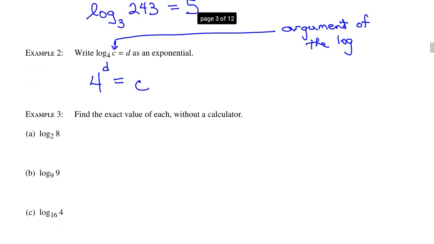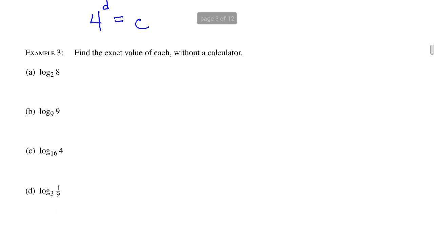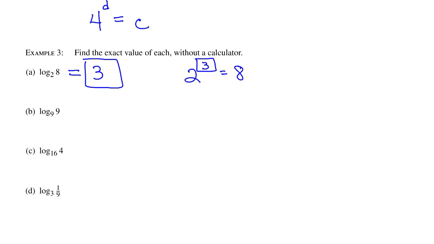All right, example 3. Find the exact value of each without a calculator. So the first one, log base 2 of 8. So this is asking for the exponent: 2 raised to what power is equal to 8. And you may know this one, and the answer is 3. So log base 2 of 8 is equal to 3. Next, let's look at B. Log base 9 of 9 is equal to what? So again, we can say 9 raised to what power is equal to 9? Well, 9 to the first power is 9, and so the answer is 1.